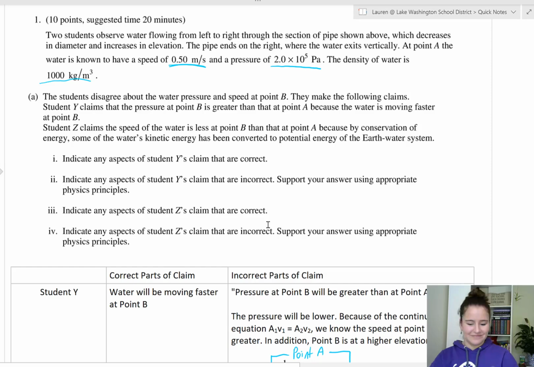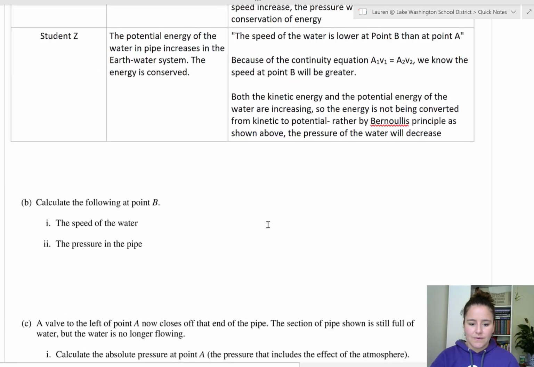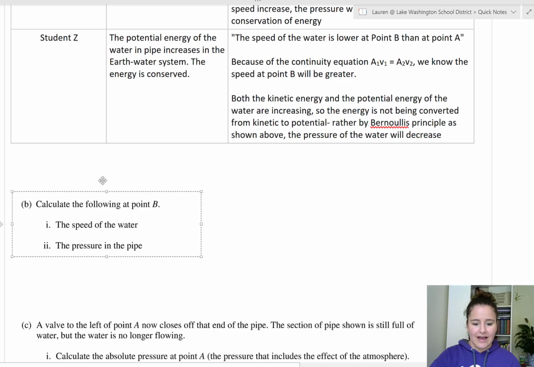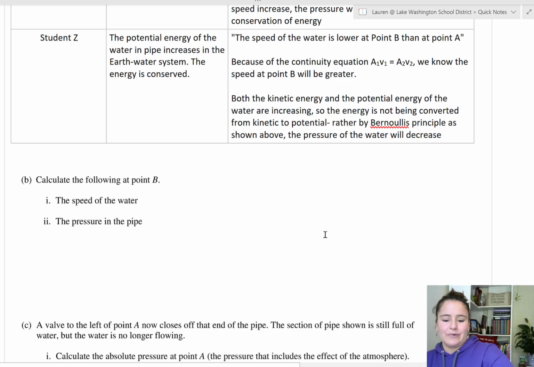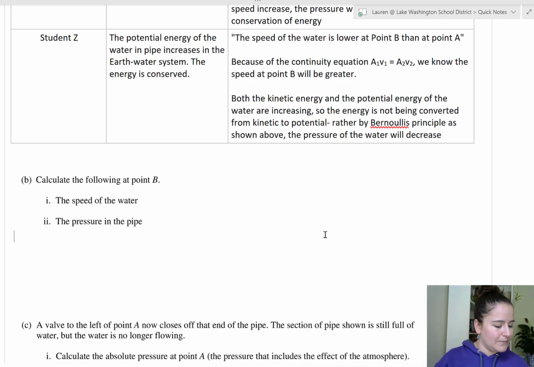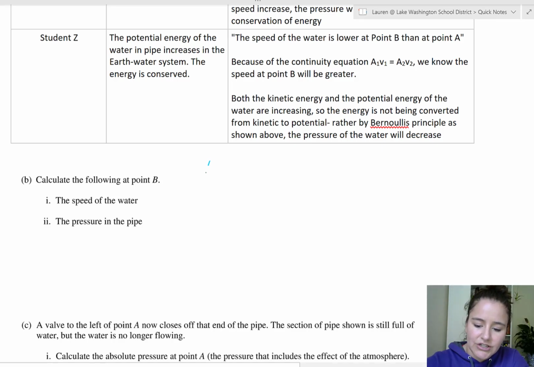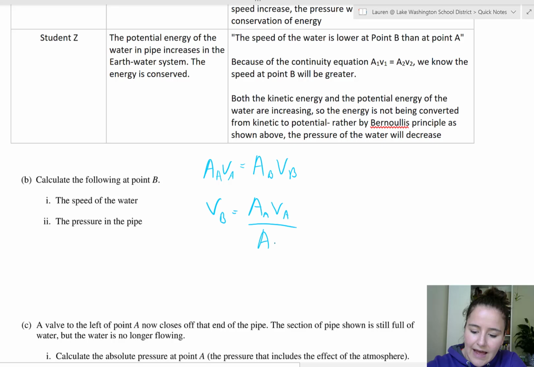Okay, cool. Now we're going to go ahead and calculate the following at point B: the speed of the water and the pressure in the pipe. So let's start with the speed of the water. That relies on our continuity equation. A1 V1, the area at A times the velocity at A, equals the area at B times the velocity at B. So the velocity at point B is going to be the area at A times the velocity at A divided by the area at B.